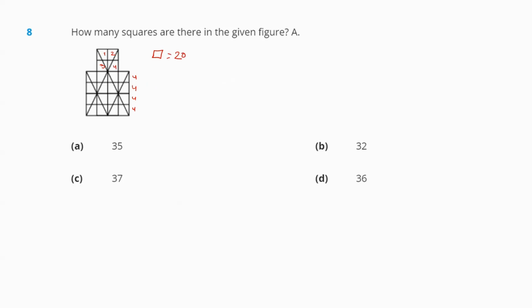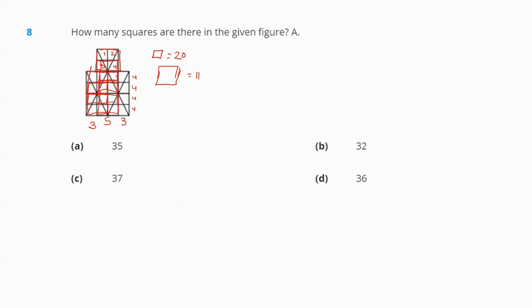If we try to find other squares of this size, they are square 1, square 2, square 3, square 4, square 5. 5 in this column. Then again, square 1, square 2, square 3. 3 here and 3 here. It is 11.